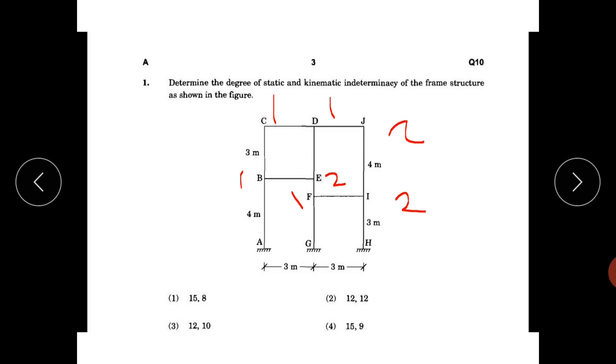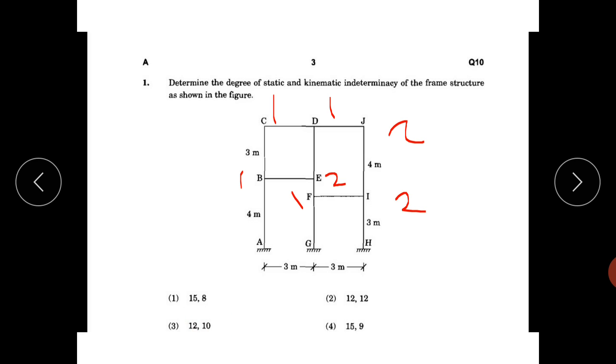Delta x is common, so we are counting it only once over here. Here only rotation, rotation, delta x and rotation. For these two, common delta x, that's why here only 1 rotation, here delta x and rotation. Again the same concept, 1 rotation, delta x and rotation, delta x is common for B and E. So total 2, 4, 6, 7, 8, 9, 10, so 10 DKI.